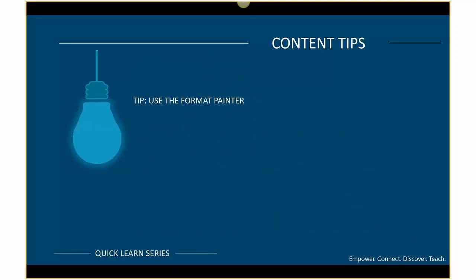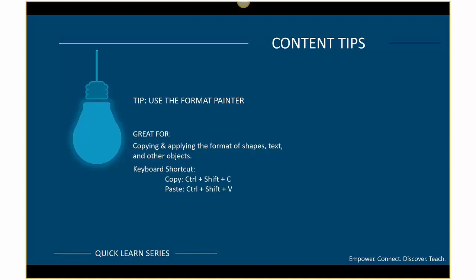The other way to achieve the same thing is to use the format painter. This is really good for copying and applying the format of shapes or text and other objects. There is a keyboard shortcut for this, and I'll also show you another way that you can use the Format Painter. The keyboard shortcut for this is Control plus Shift plus C for copy, and then Control Shift V for paste. And this copies and pastes just the format that's applied to text. So let me show you what that looks like.